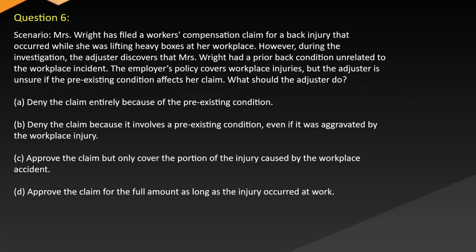Question 6. Scenario: Mrs. Wright has filed a workers' compensation claim for a back injury that occurred while she was lifting heavy boxes at her workplace. However, during the investigation, the adjuster discovers that Mrs. Wright had a prior back condition unrelated to the workplace incident. The employer's policy covers workplace injuries, but the adjuster is unsure if the pre-existing condition affects her claim. What should the adjuster do?